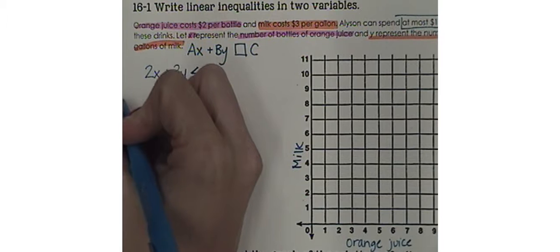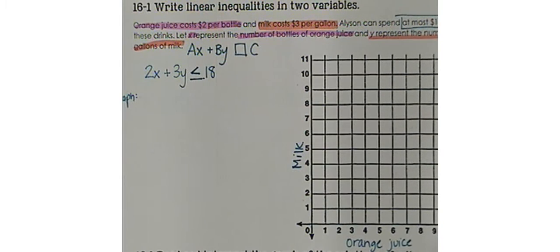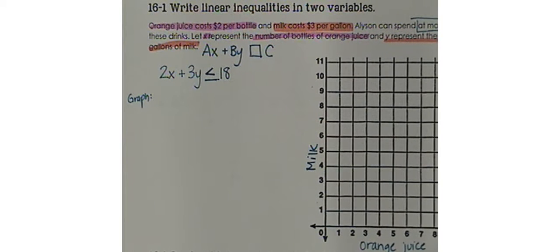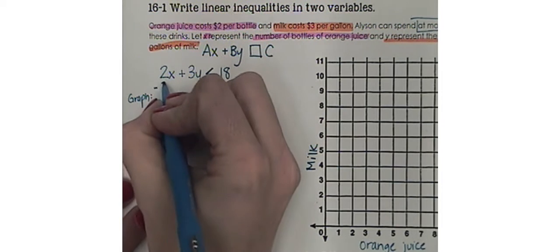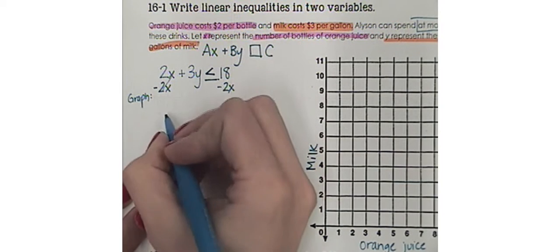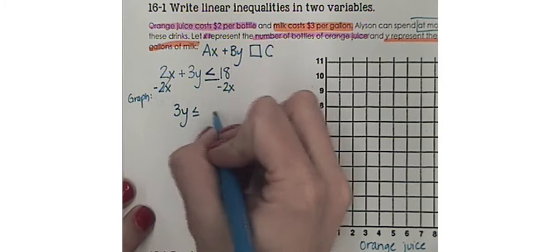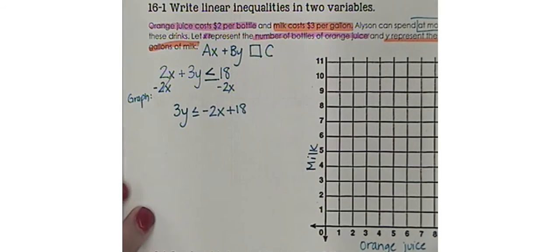And in order to graph, we need to convert this to slope-intercept form, or we could find our x and y intercepts, whatever is easiest for you. So I'm going to convert this to slope-intercept form. So that means I'm going to subtract 2x from both sides, so that 3y is by itself. Negative 2x comes first, plus 18.